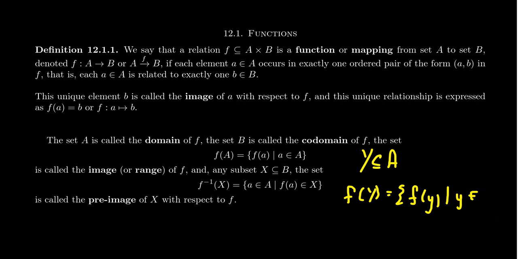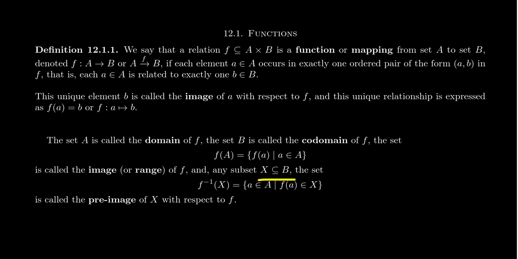What we want to do is be able to reverse this process. If I take a subset of the codomain, call it X, I want to ask, what are the things that map onto X? This is going to be a subset of the domain A, and so you're looking for all the things in the domain that map into X.